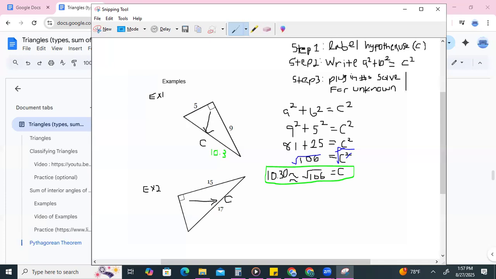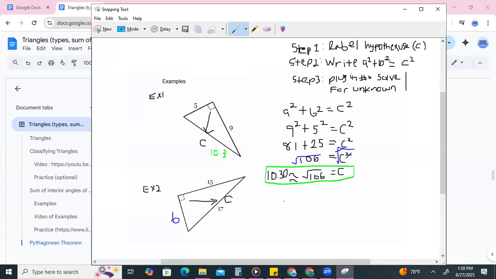Once we've done that, then the other two legs, it doesn't matter which one you call A or which one you call B. I'm going to go ahead and label this missing one B and just let 15 be A. But first step is always identify your C, your hypotenuse.